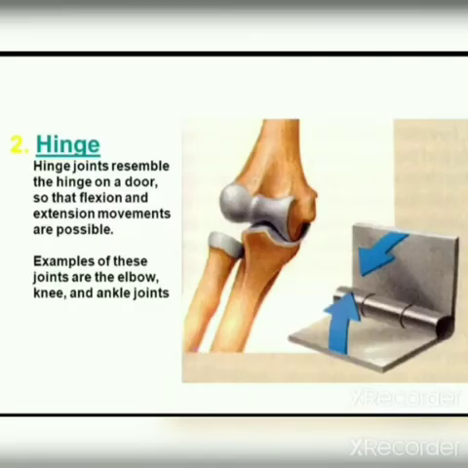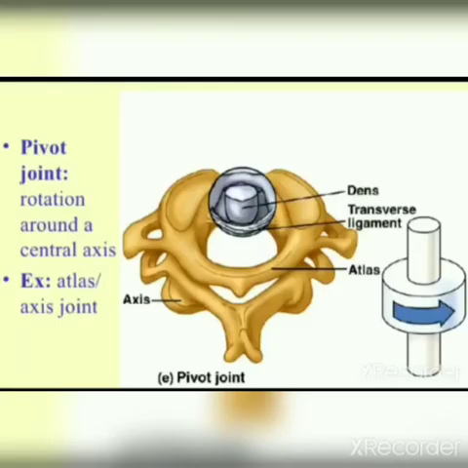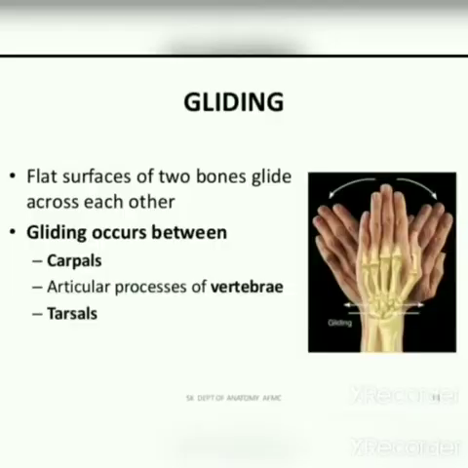The second type of joint is the hinge joint. The hinge joint resembles the hinge on a door, so flexion and extension movements are possible. Examples of these joints are the elbow, knee and ankle joints. Third is the pivot joint. In the pivot joint, rotation occurs around a central axis, and an example of the pivot joint is the atlas-axis joint.